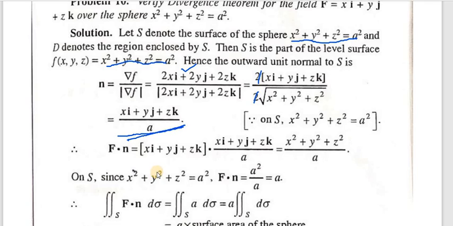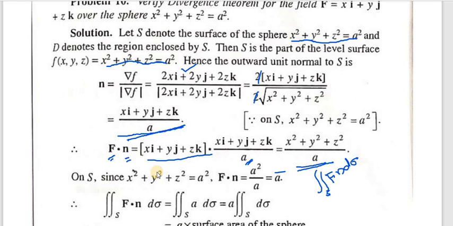Now f is given here, xi plus yj plus zk, then finding f dot n, we will get it as xi plus yj plus zk dot xi plus yj plus zk divided by a. It's equal to x square plus y square plus z square by a. Now we have to find the double integral over S of f dot n d sigma.